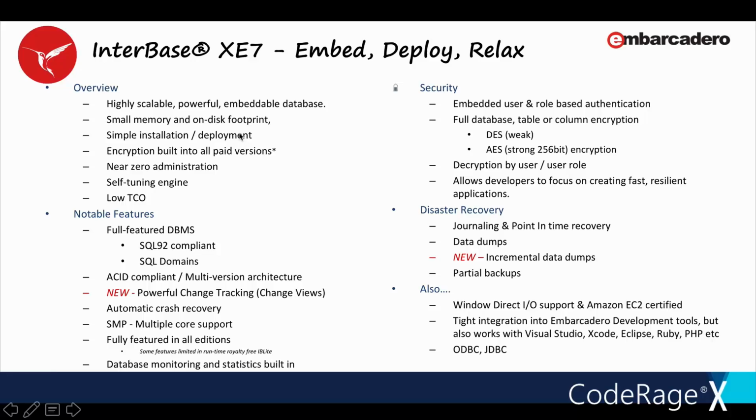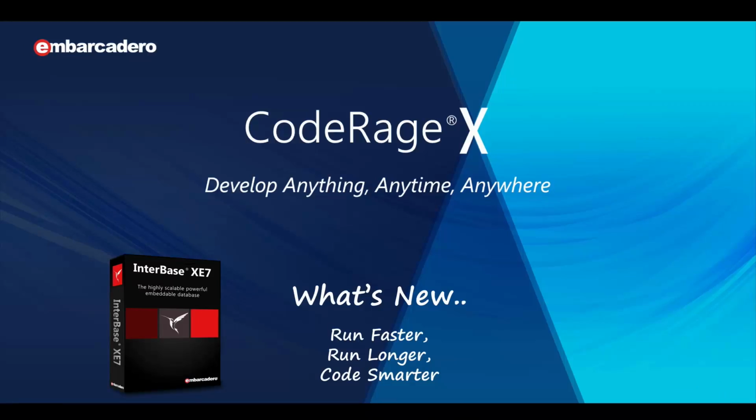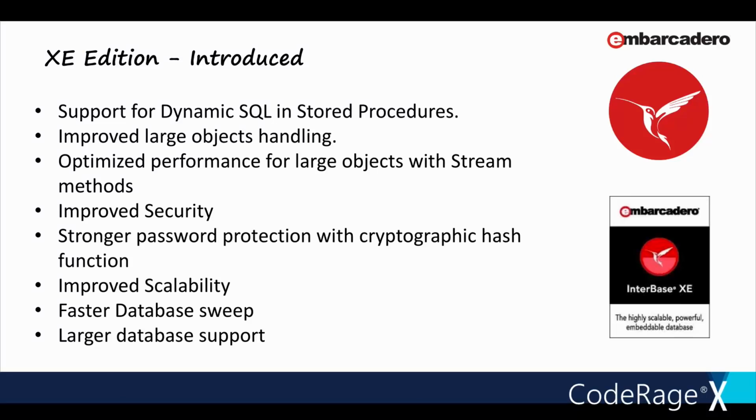So let's have a look at what's new around InterBase. The key thing is really, with XE7, it's about running faster, running longer, and allowing you to code a lot smarter. So very quickly, in XE, we introduced dynamic SQL in stored procedures. There were some great improvements in terms of large object handling, which really sped up the database, moving blobs out of the way unless they were actually really needed.